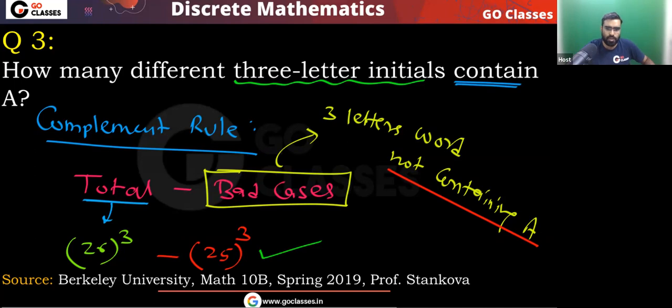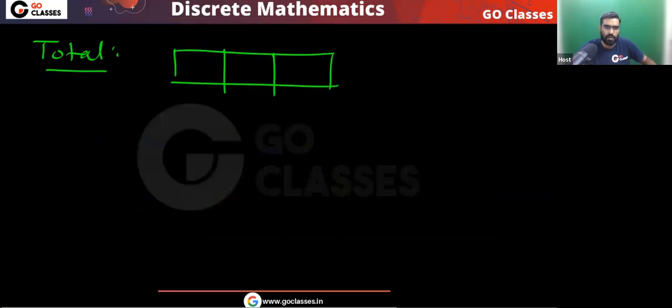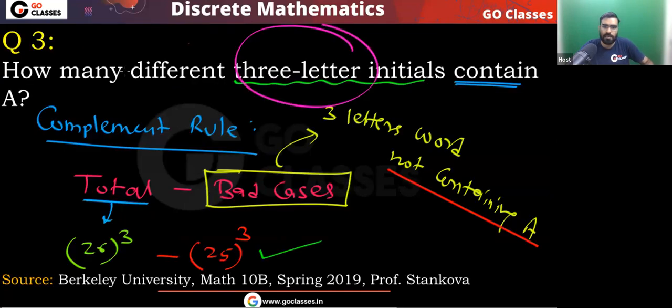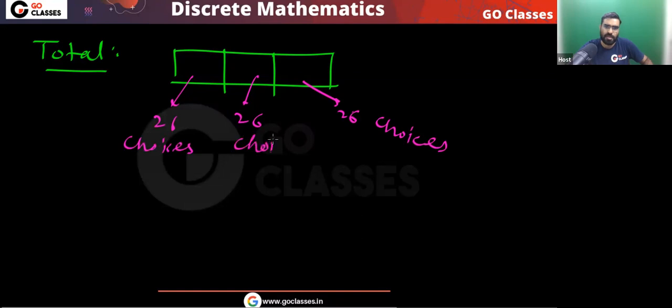26 power 3 minus 25 power 3. Remember this point, that the total will be like this. You want a total of 3 letters, so 26, 26, 26. Every position has 26 choices. So because every position has 26 choices, the total will be 26 power 3.